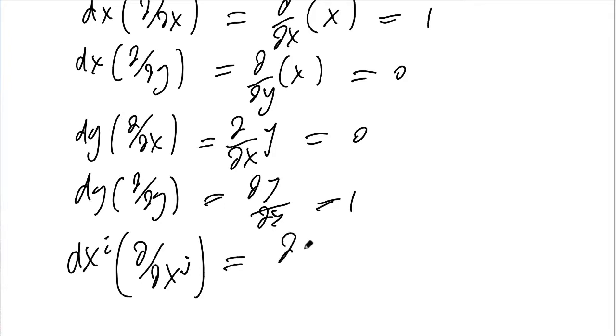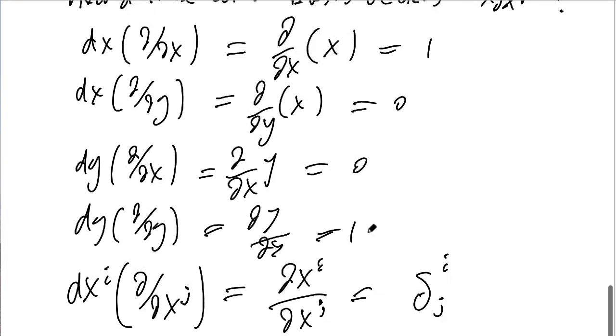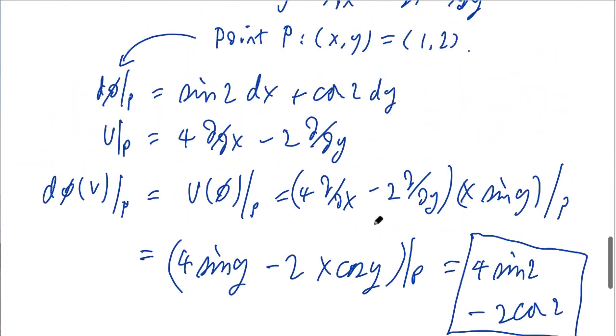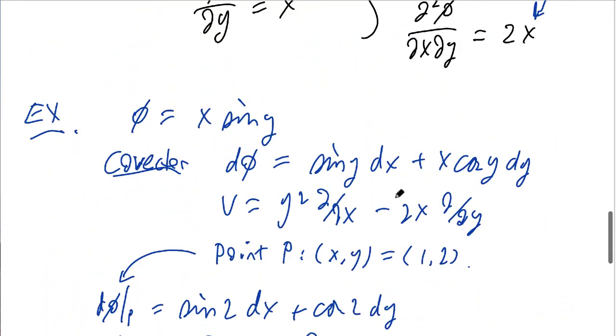All right, so this is just partial xi with respect to xj, which is either 0 or 1, depending on whether i and j are the same or not. So this is actually the Kronecker delta ij. It's 0 if i and j are different. It's 1 if i and j are the same. All right, so given this result, we can now go back and evaluate this covector acting on this vector directly.